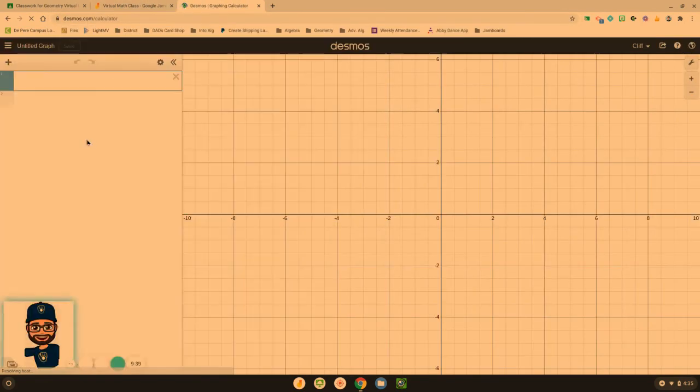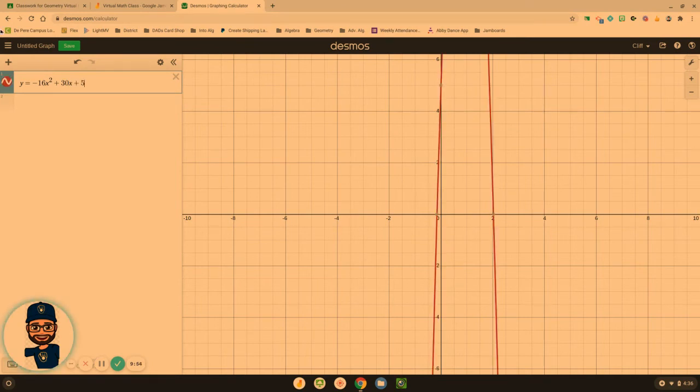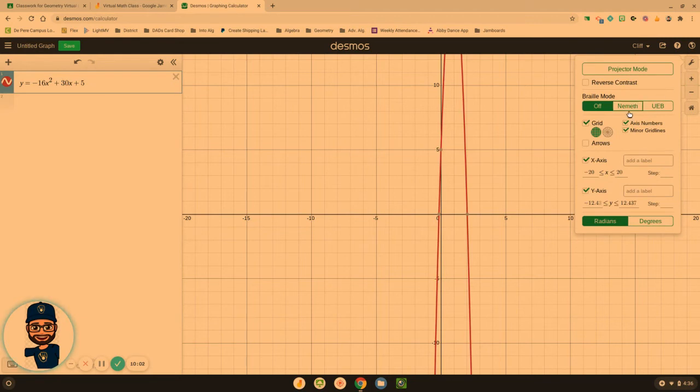So I'm going to go over here to Desmos, and let's type in y equals negative 16x squared plus the initial velocity, which was 30 feet, plus the initial height, which was 5. Now you have to use y and x in Desmos. You can't use the h and t, which is okay. And I'm going to zoom out and change my window.